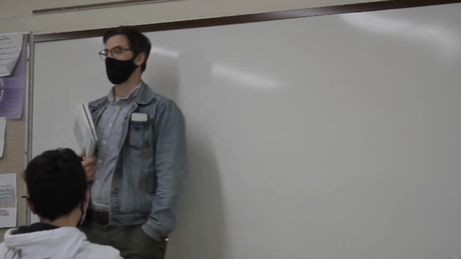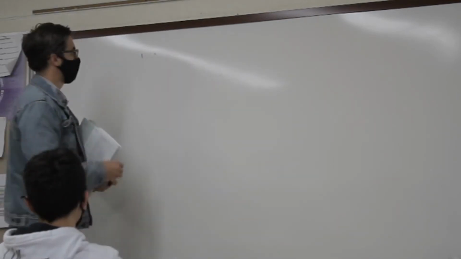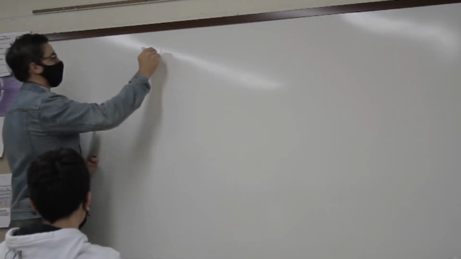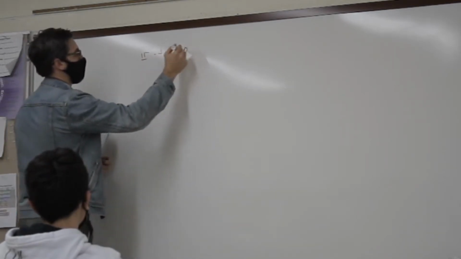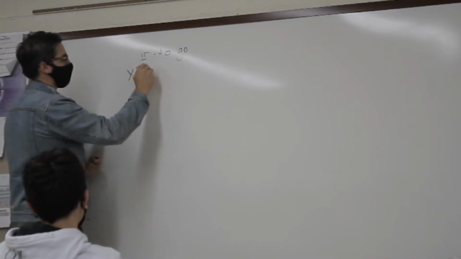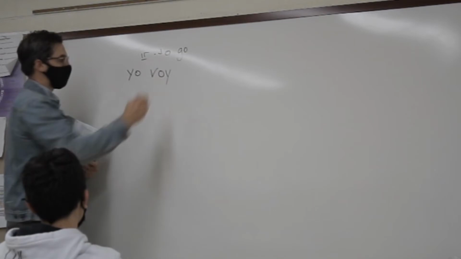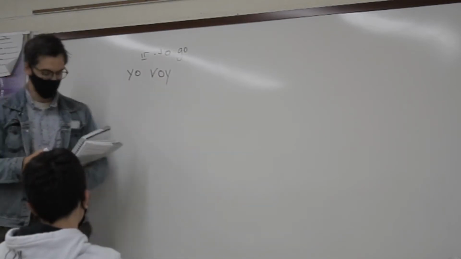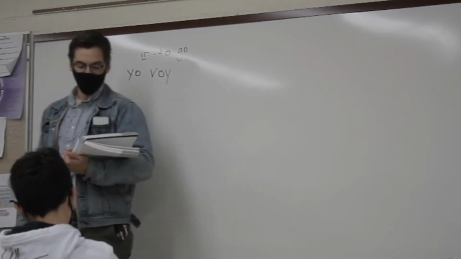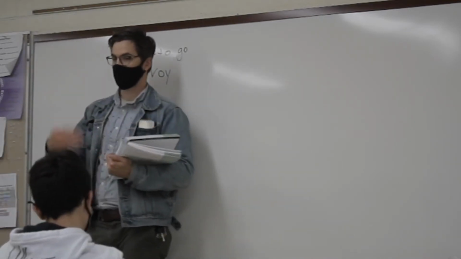So let's conjugate ir. Ir is the verb to go. So we've got yo voy, right? We saw that yesterday. Look at the irregular verbs on the left side. It says ir, to go. And then it's got those 6 conjugations, right?